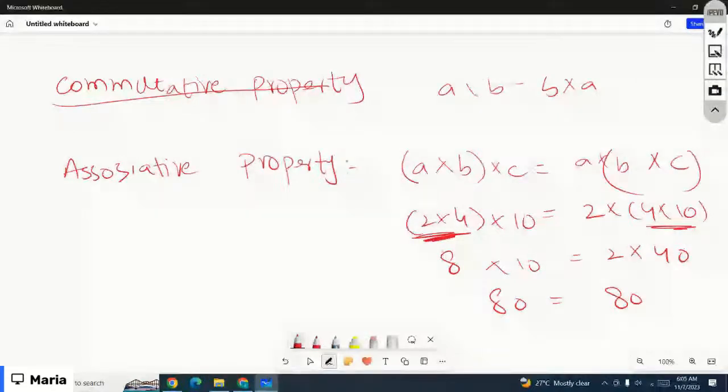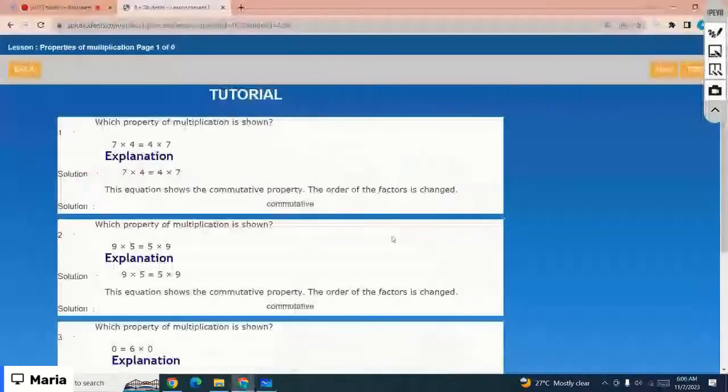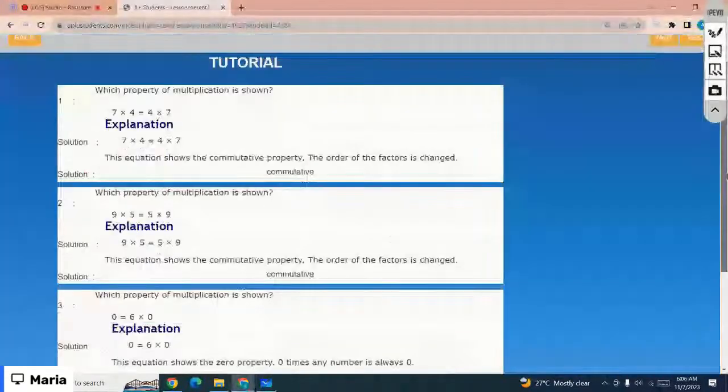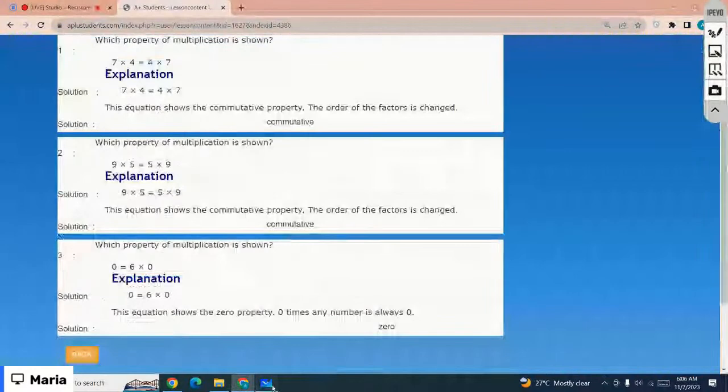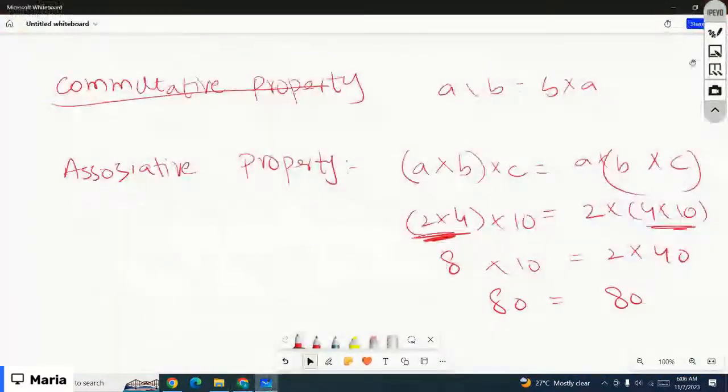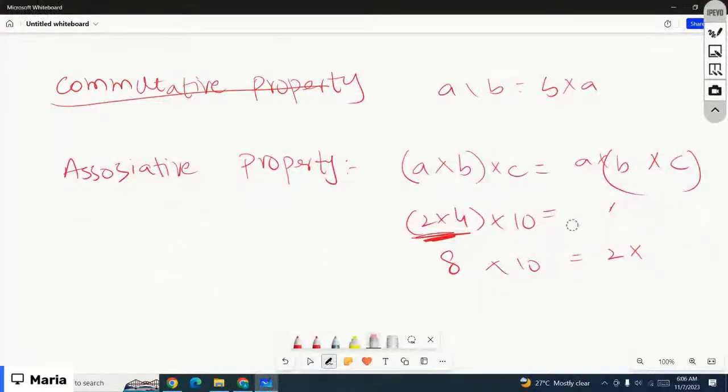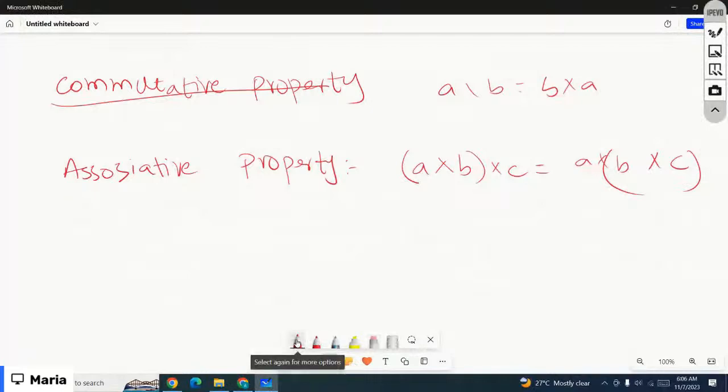Got it? And the next one is the zero property. What is zero property? Zero property is if you multiply any number with zero, the answer is zero. No matter what the number is, right? Whatever the number is, if you are multiplying the number with zero, the answer is always zero. Got it? So that is the zero property. These are the three properties.